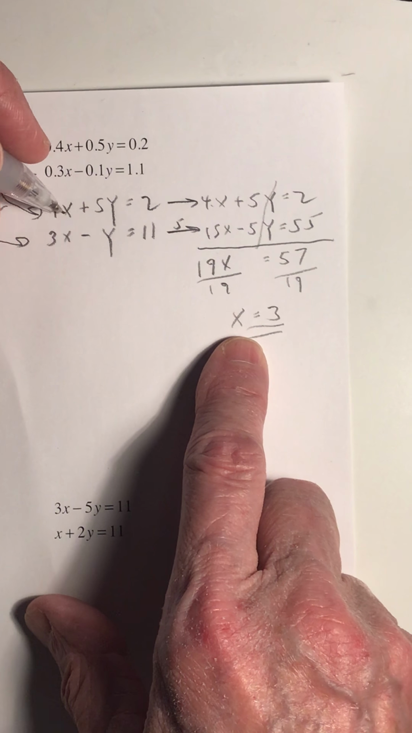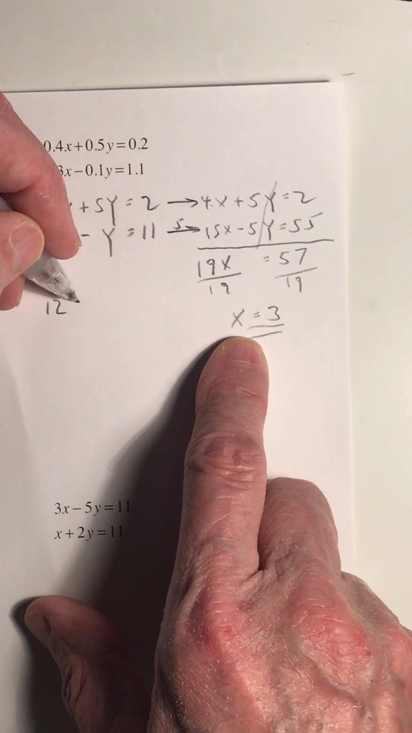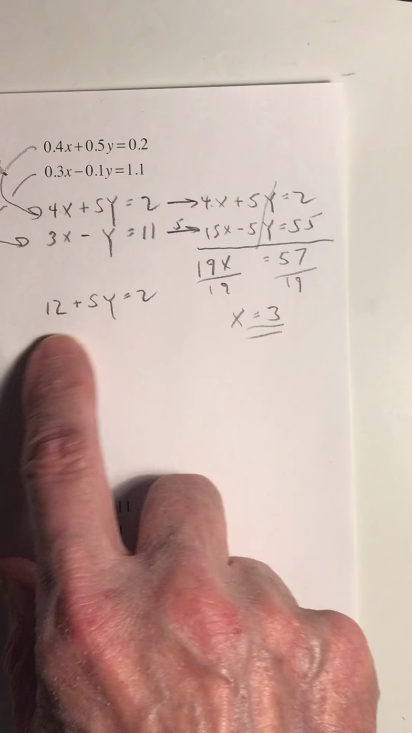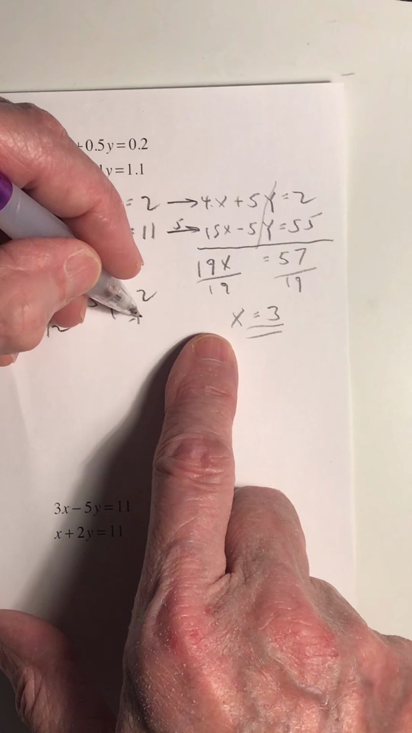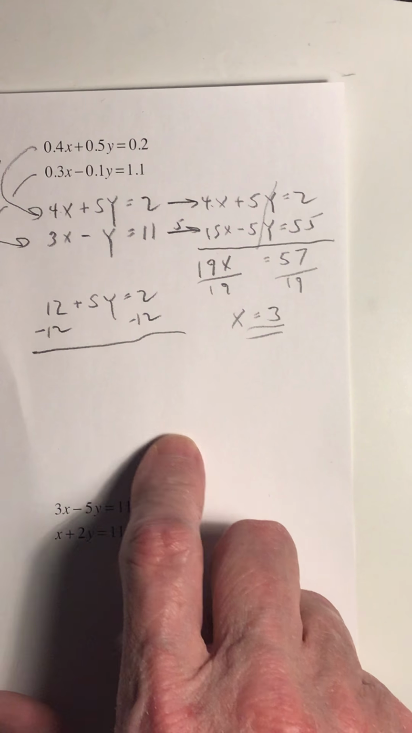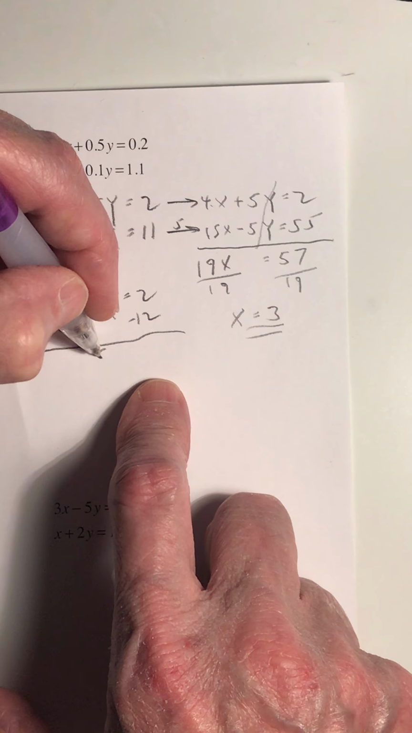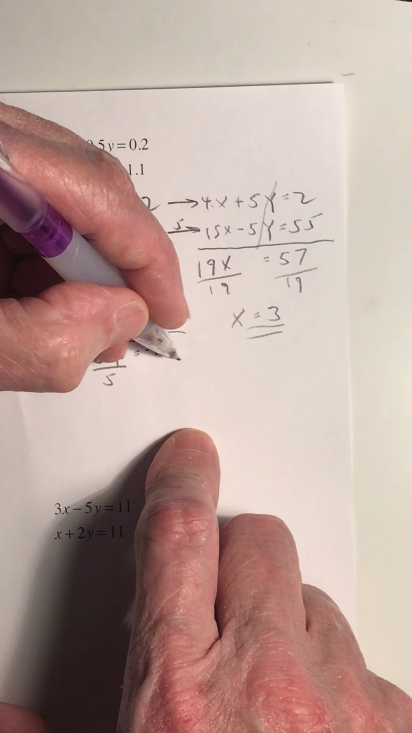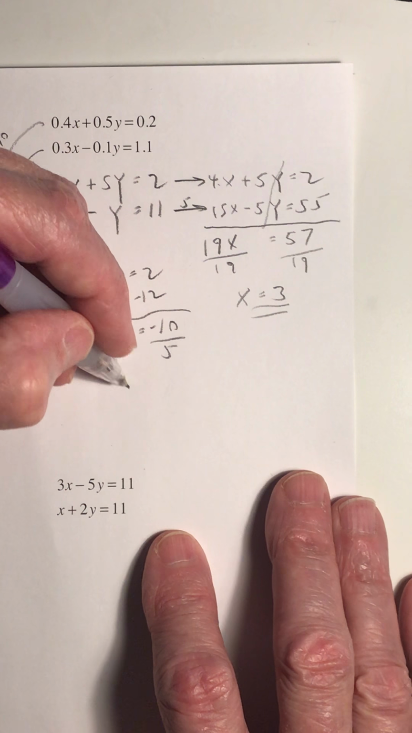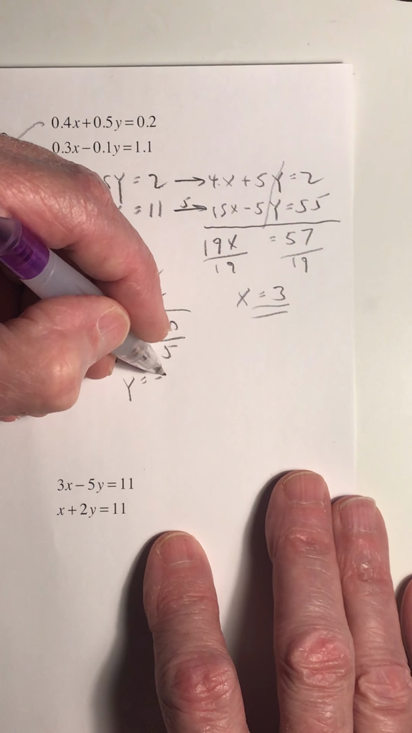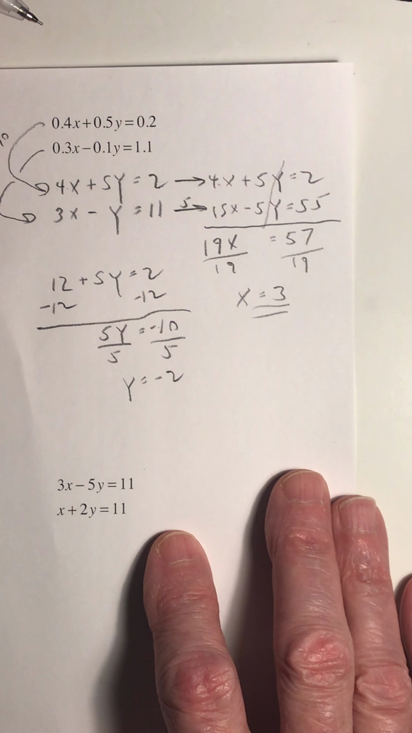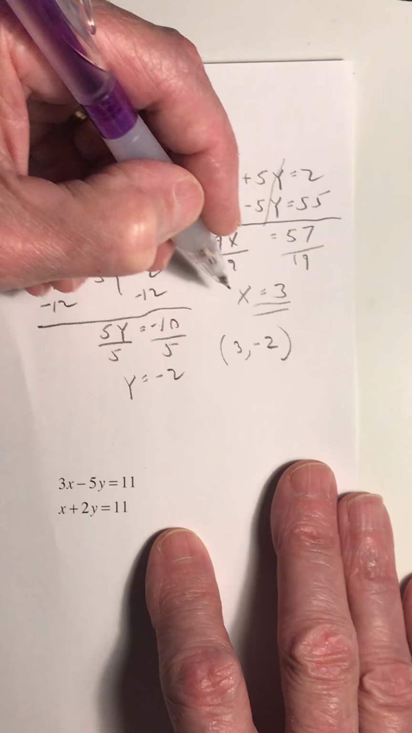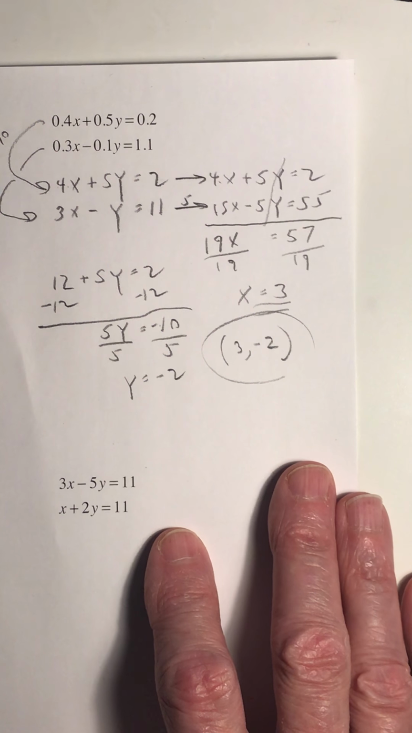4x becomes 4 times 3, which would make 12. So I have 12 plus 5y equals 2. Now I take away 12 from both sides. You get 5y equals negative 10. Divide both sides by 5. And negative 10 divided by positive 5 is negative 2. So here's our solution. 3 for x, negative 2 for y. Okay.